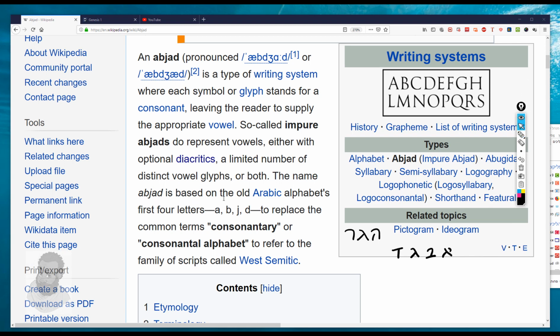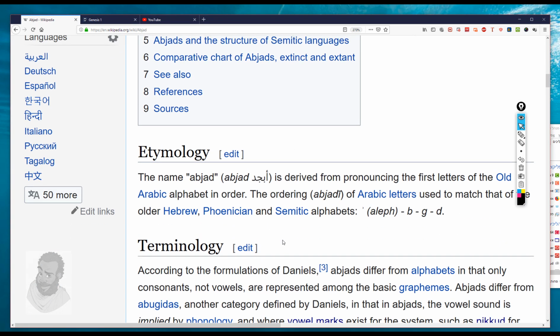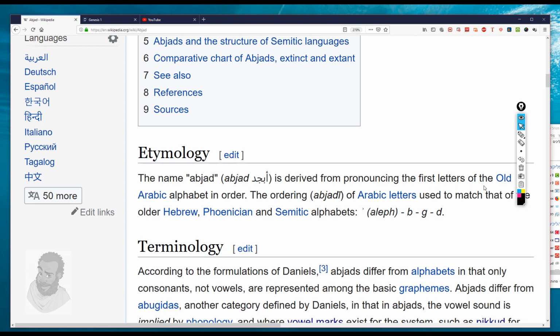The name Abjad is based on the Old Arabic alphabet's first four letters, A, Ba, Ja, Da, to replace the common terms consonantary or consonantal alphabet, to refer to the family of scripts called West Semitic. Now, the etymology. The name Abjad is derived from pronouncing the first letters of the Old Arabic alphabet in order. The ordering of Arabic letters used to match that of the older Hebrew, Phoenician, and Semitic alphabets.